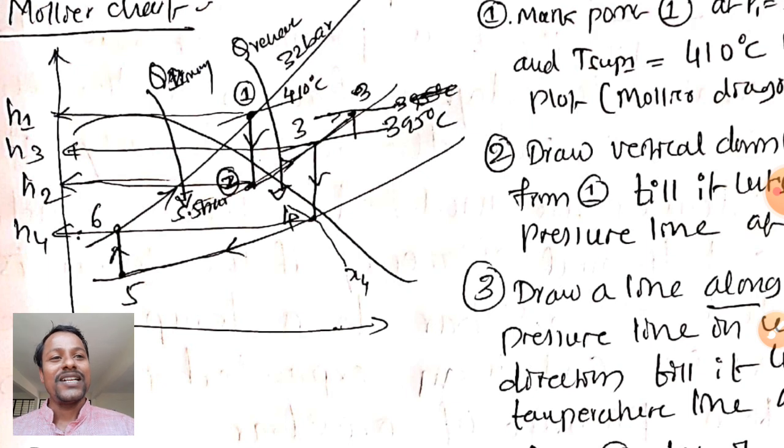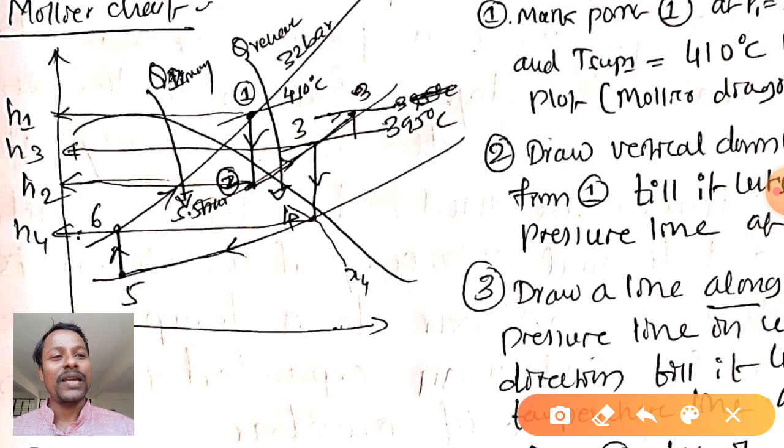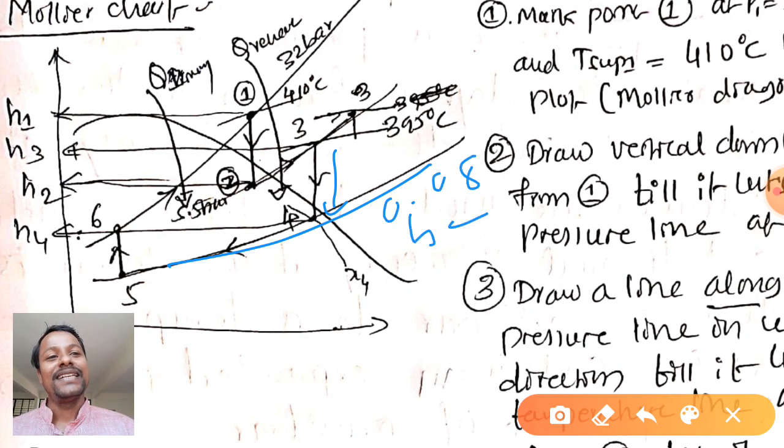So from state point 3, it is the inlet of the second turbine in the reheat cycle. It undergoes isentropic expansion. So 3 to 4, I am drawing a perfectly vertical line downward till it cuts the condenser pressure line, the 0.08 bar pressure line. Therefore I will mark state point 4.